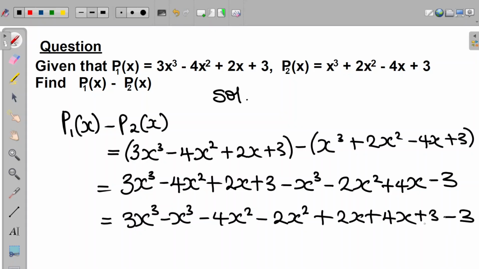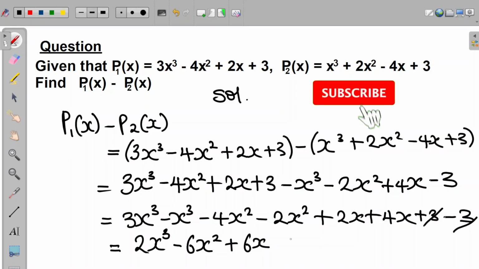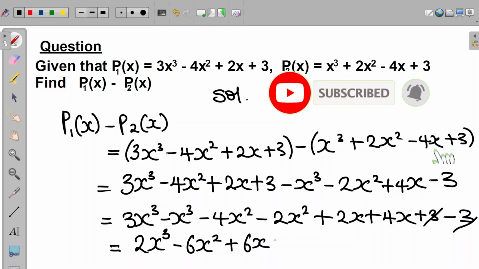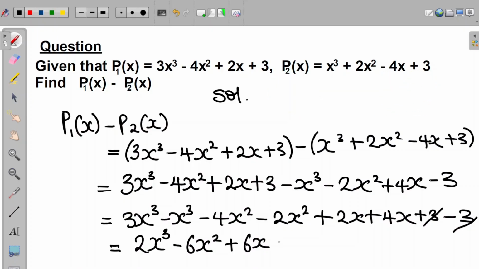Now, first of all, these two will cancel out. So 3x cubed minus x cubed is giving us 2x cubed. And also, minus 4x squared minus 2x squared is equal to minus 6x squared. And then lastly, 2x plus 4x is equal to 6x. And here we have 0, so we cannot add the 0. So therefore, we have been able to subtract P2 of x from P1 of x.